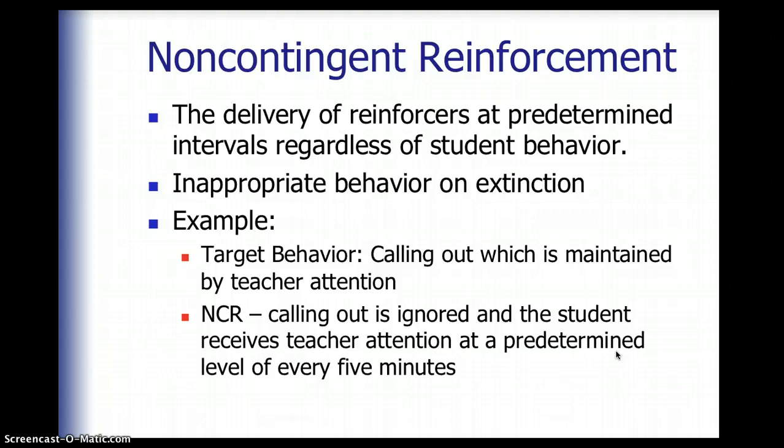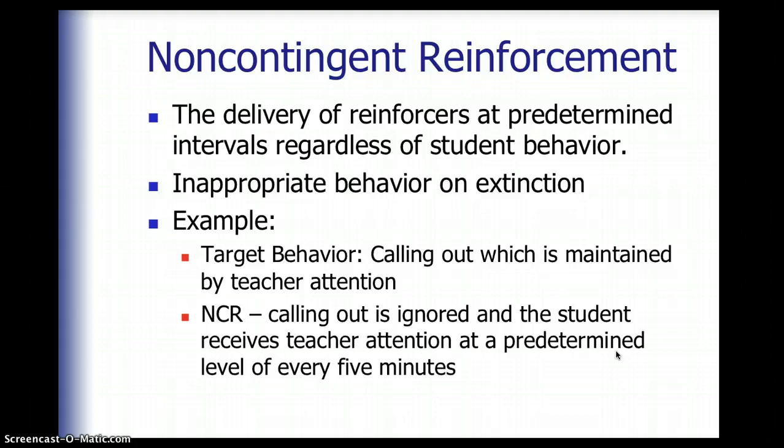Non-contingent reinforcement is used quite often in school, and this is when we deliver reinforcers at predetermined intervals, regardless of what the student is doing. So every 15 minutes, I'm going to be reinforcing a student. So let's look at this example of calling out behaviors. The student is just calling out, calling out, calling out. And in the past, the teacher was giving continual redirection and attention for that calling out behavior. So non-contingent reinforcement would call for the teacher to ignore those calling outs. And the student receives teacher attention every 5 minutes.